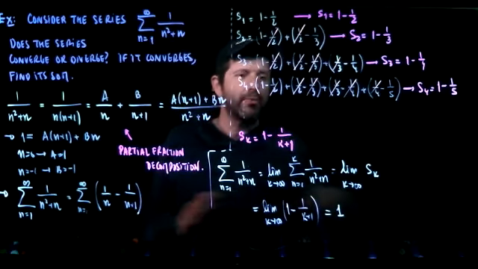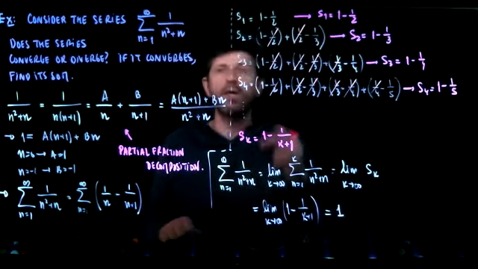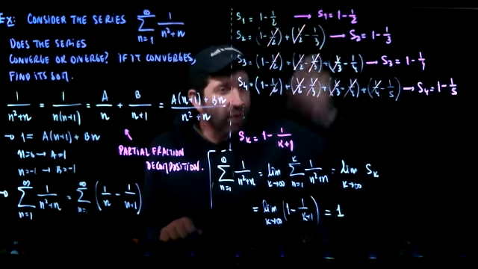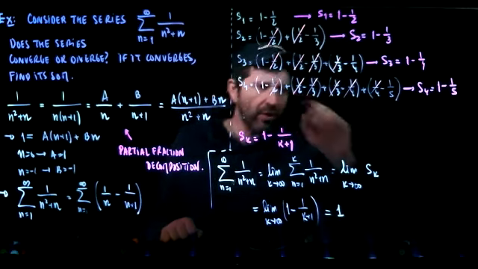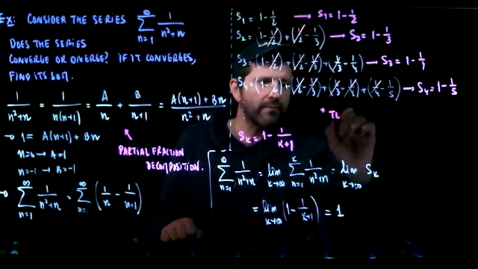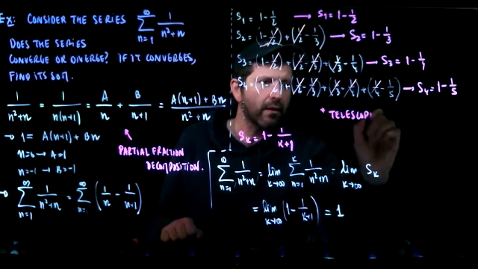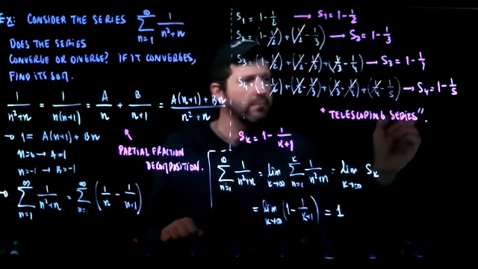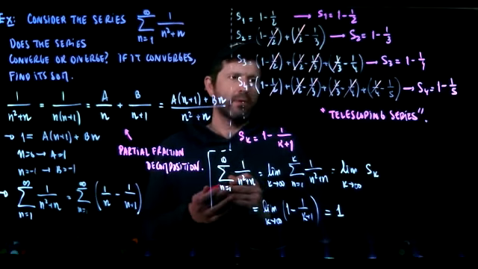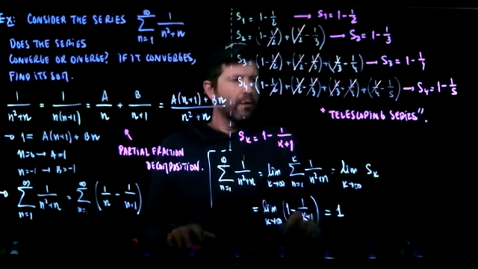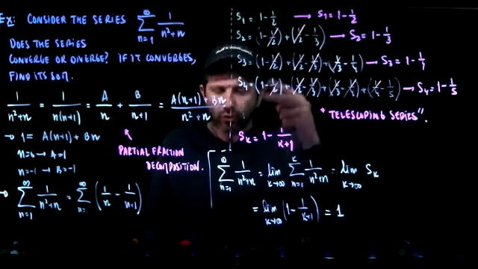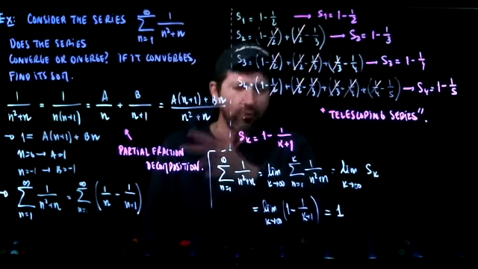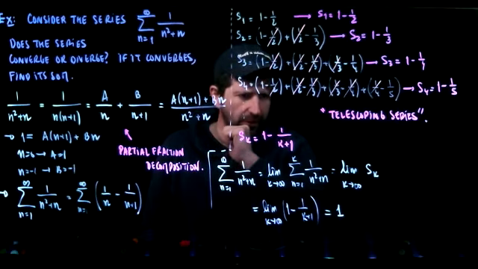Okay, so this type of series, where when you write down the partial sums almost all the terms cross out, this type of series is called a telescoping series. Okay, so in a question like this, we only do this method and not the other one. The other one will almost never work. This one will work.